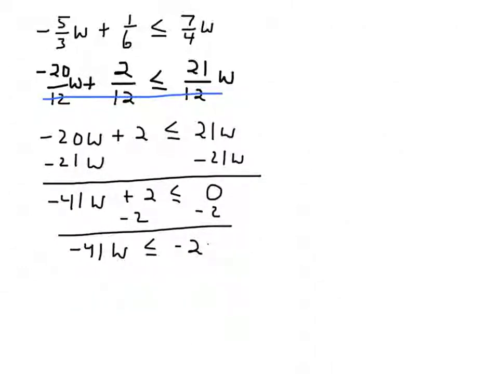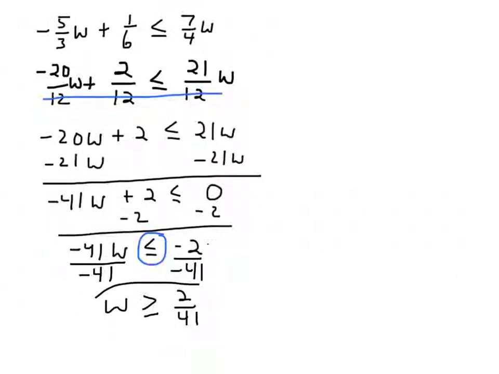Now I have to divide both sides of the inequality by negative 41. Now I'm dividing by a negative number, so that is going to require switching this inequality symbol to be a greater than or equal to sign. So we'll have w is greater than or equal to 2 over 41. I'm just going to leave that as a fraction.